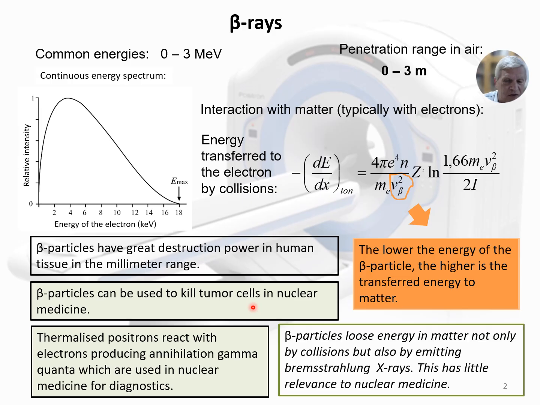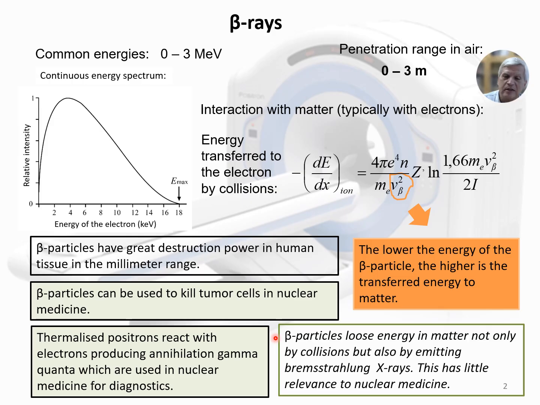What about positrons? As I said, if the energy is high, it doesn't matter if you have positrons or electrons. However, once the positrons are thermalized, they will react with electrons and produce annihilation gamma quanta. These annihilation gamma quanta can be used in nuclear medicine for diagnostics. We will learn later how.